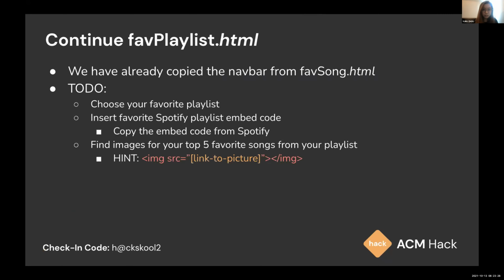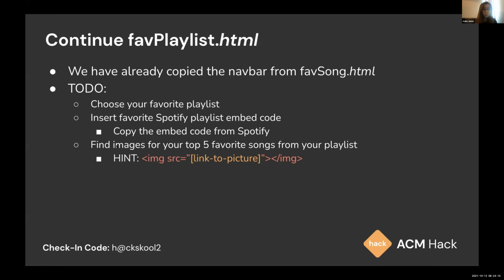And first of all, let's continue to the playlist. Okay. So we're gonna continue the favorite playlist HTML. First of all, we have already copied the nav bar from favorite song last time, because they all share the same nav bar. So we just need to copy it. And then in the playlist, you need to choose your favorite playlist, and then insert your favorite Spotify playlist embed code into the website. It's a very easy step, which is to copy the embed code from Spotify. We're gonna show you later.